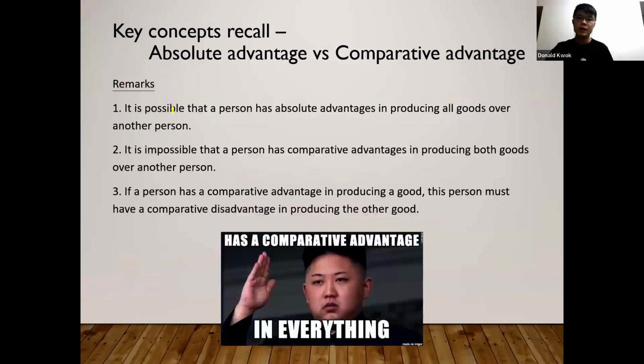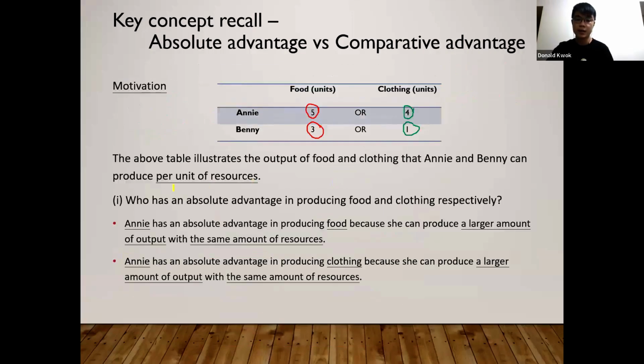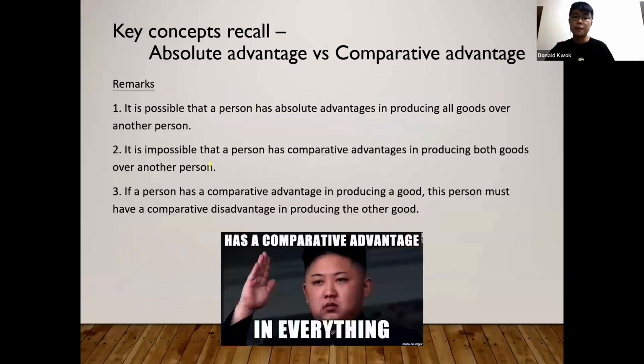All right, so here I have 3 remarks to sum up this motivation example. The first one is saying that it is possible that a person has absolute advantages in producing all goods over another person. This first remark is illustrated by the first part of this motivation example. As long as the person is very productive, Annie in this case, then this person can have absolute advantage in producing all goods. But the second remark is saying that it is impossible that a person has comparative advantages in producing both goods over another person. If a person has a comparative advantage in producing a good, then this person must have a comparative disadvantage in producing the other good.